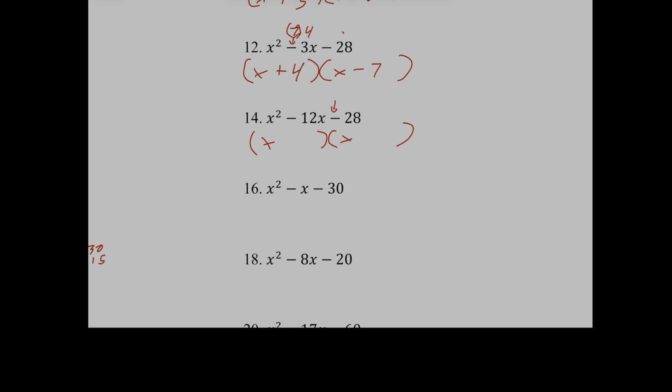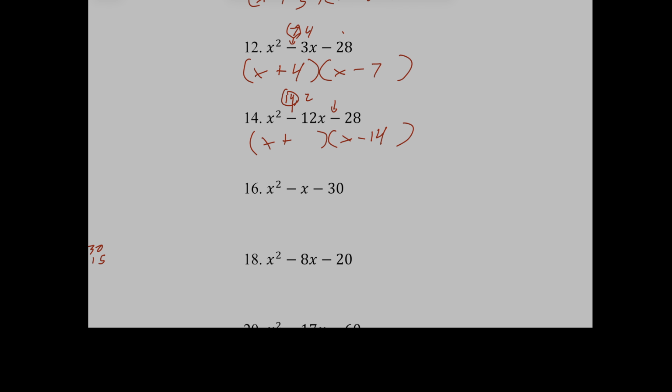Third term is negative. Signs are different. What multiplies to 28 and subtracts to 12? So remember, one of those factors has to be bigger than 12, right? Because it can't subtract to 12 unless one's going to be bigger than 12. And as you figure that out, it's going to be 14 and 2. Okay, 14 times 2 is 28. 14 minus 2 is 12. Boom, the bigger one gets the negative.